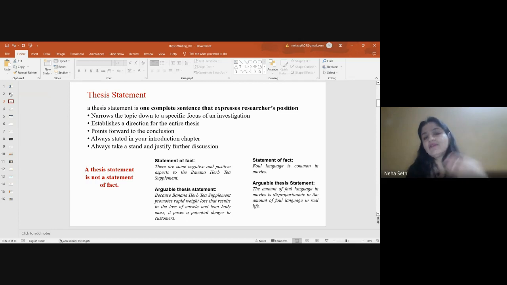But if I have to present the same statement in a way that may initiate some kind of argument, I should present it this way: the amount of foreign language in movies is disproportionate to the amount of foreign language in real life. Now, I have to check whether the language which is used in movies nowadays is the same situation actually existing in the real world as well. So here I can compare the two situations, and my research, or the work that I have to do for my thesis, will get the direction.